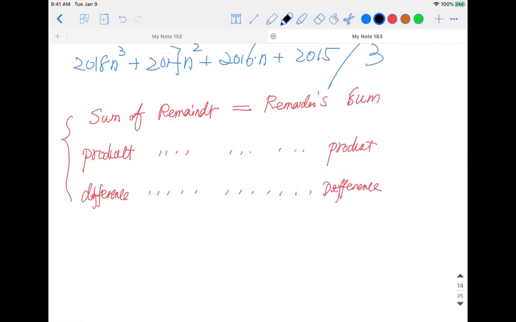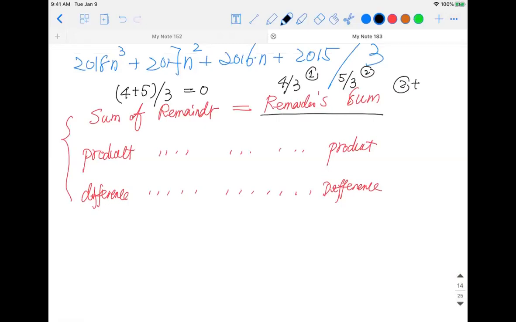Sum of the remainders equals the remainder of the sum. 4 plus 5 divided by 3: the remainder is 0, right? Let's check it out here. 4 divided by 3, the remainder is 1, right? 5 divided by 3, the remainder is 2. So the sum of the remainders will be 2 plus 1, which is divisible by 3. So the remainder will be 0.